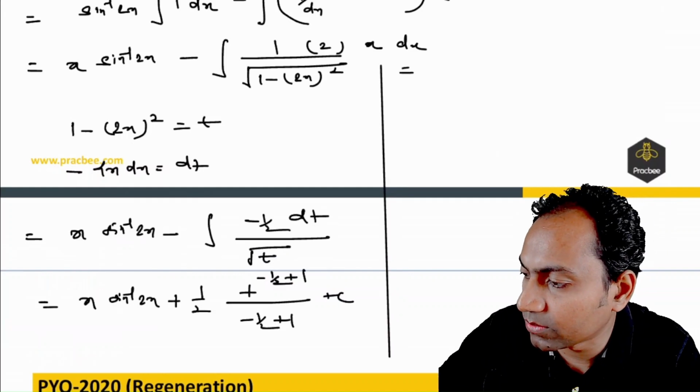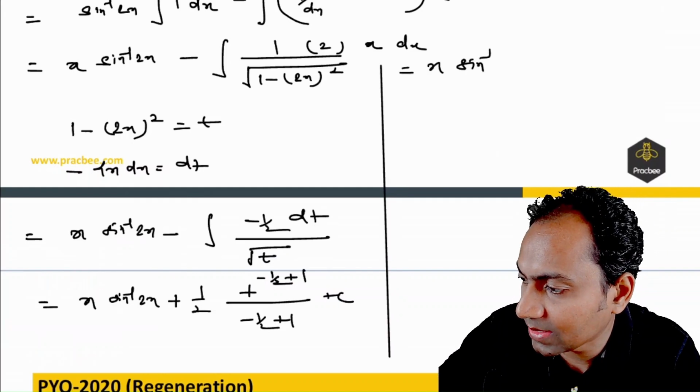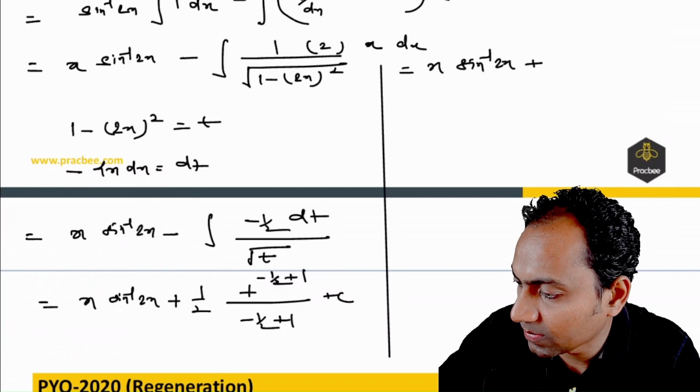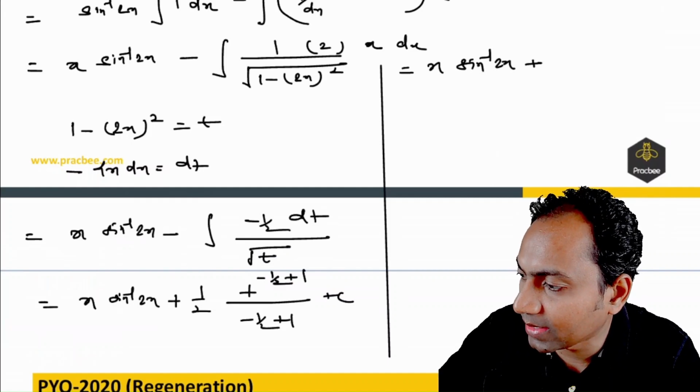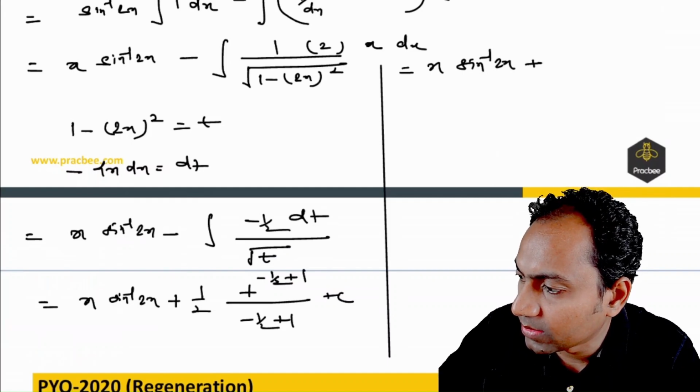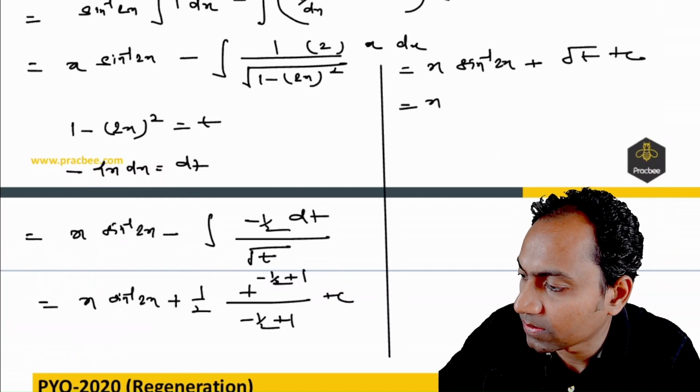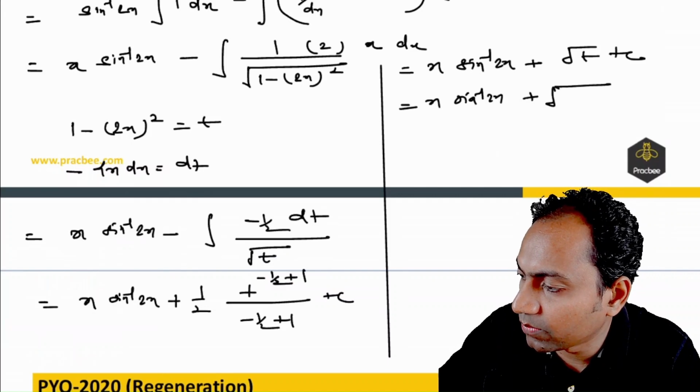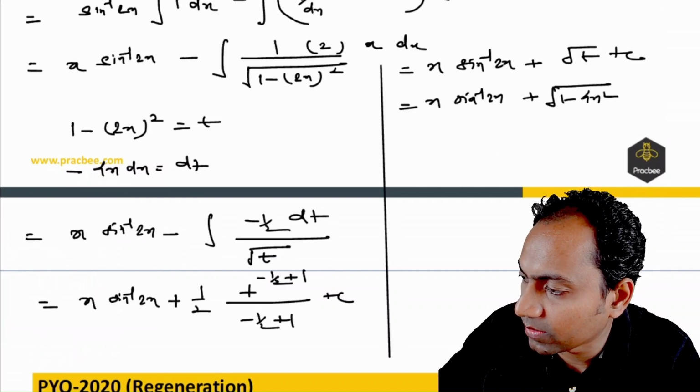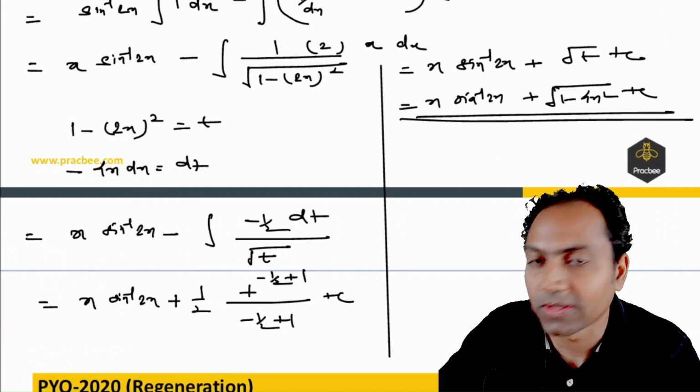So if I write it down by putting the value of t, it becomes x sine inverse 2x. This 1 by 2 will get cancelled out, and this will become root t plus c. t was nothing but 1 minus 4x square. We can put it here. So this is the final answer.